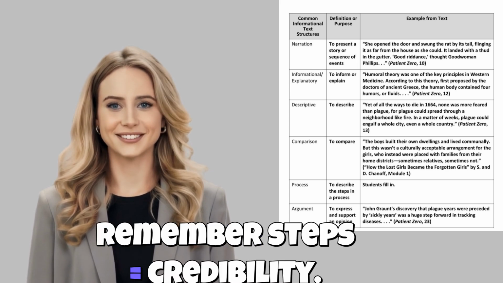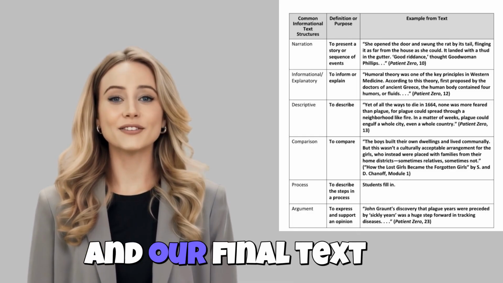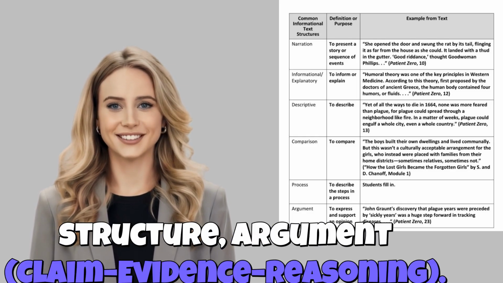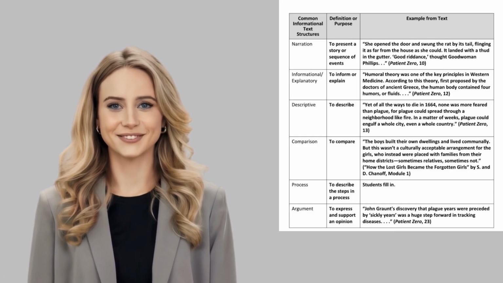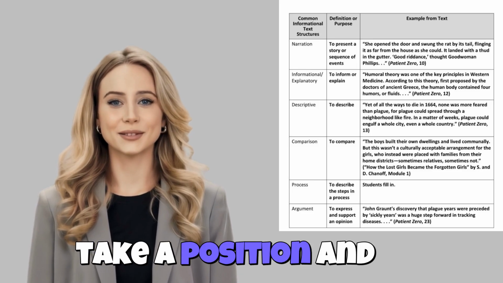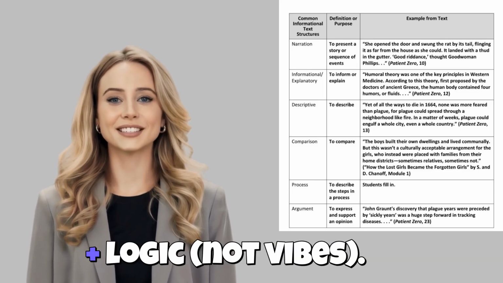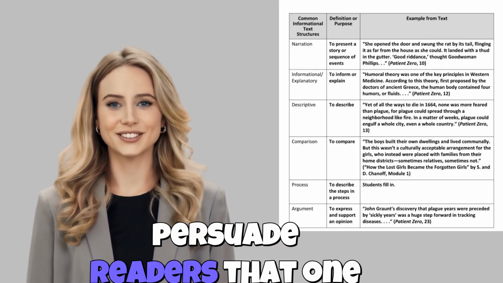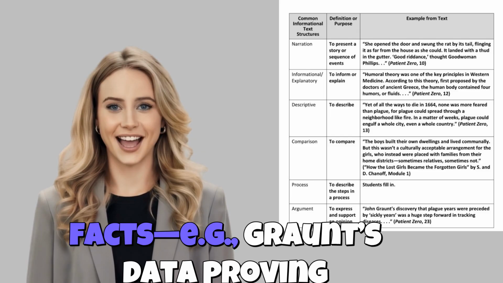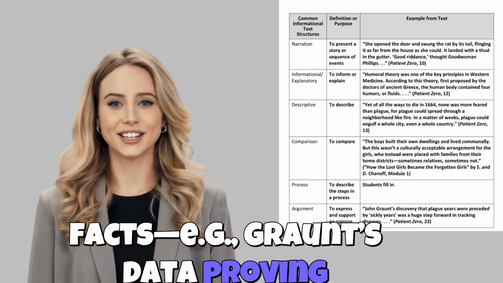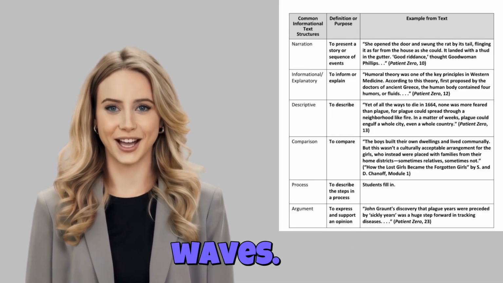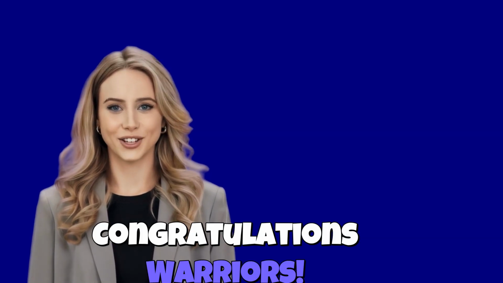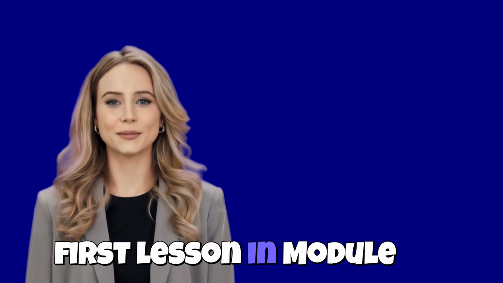Remember steps. Credibility. And our final text structure, argument: claim, evidence, reasoning. The purpose is to take a position and defend it with evidence plus logic, not vibes. Authors use it to persuade readers that one interpretation best fits the facts, for example, Grant's data proving sickly years predicted plague waves.